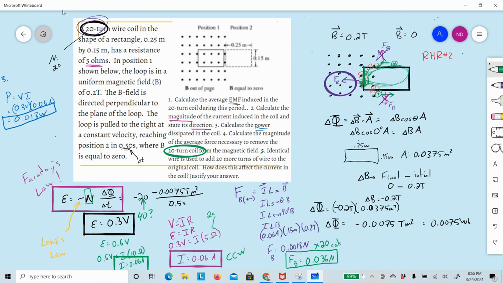Because if you change the number of loops, you're also going to end up changing the resistance at the same rate. So you get double the voltage, double the resistance, the same current. That's a long problem. That should take you 20 minutes or so on an AP exam to get through that problem. That's it.